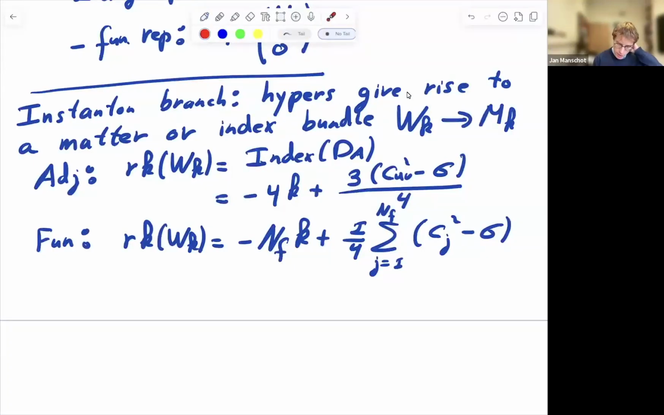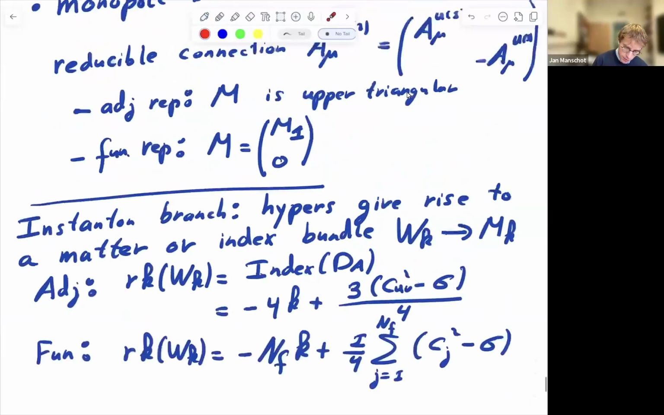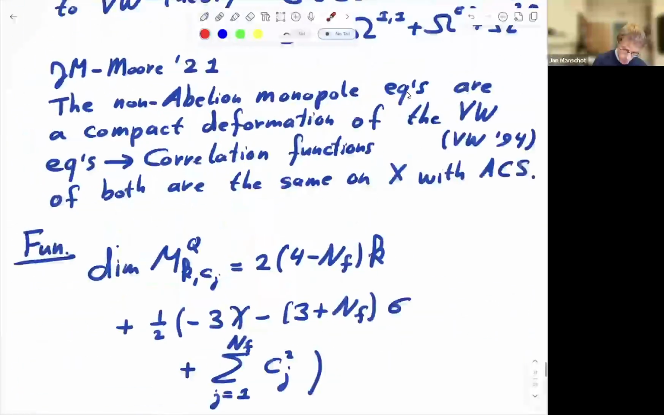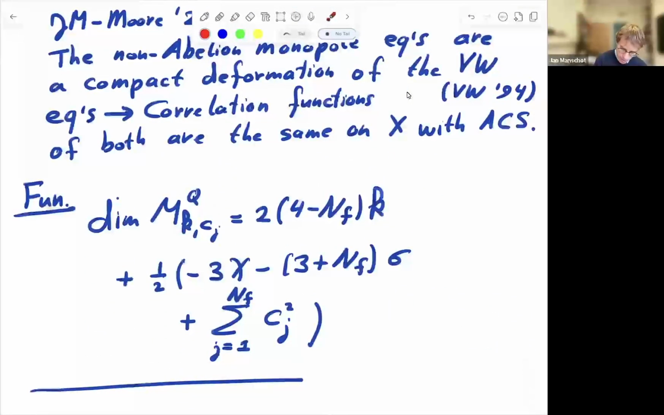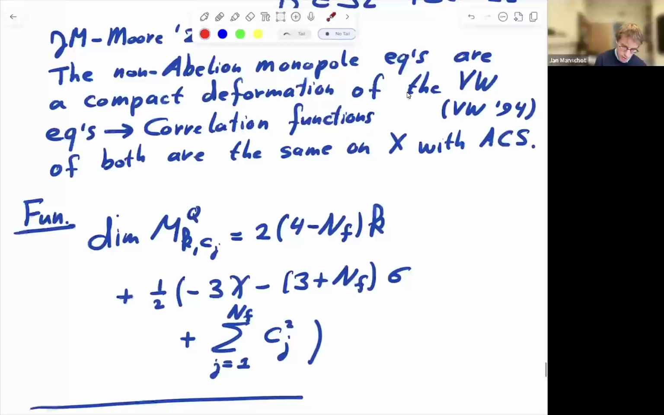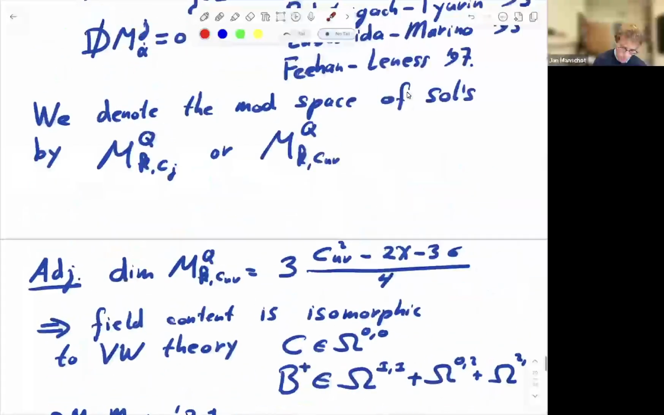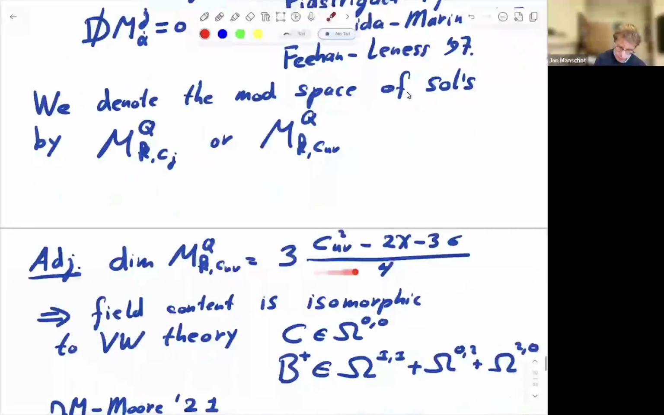Okay, and the rank of these bundles precisely accounts for the difference of the dimension of M_Q and the moduli space of instantons. So this is the real dimension, and we see precisely this difference between the dimension of the moduli space of instantons and M_Q, also here in the case of the adjoint representation.